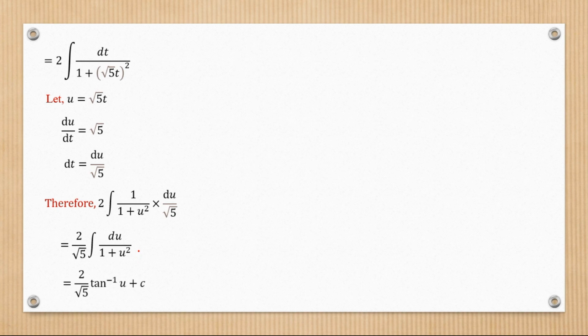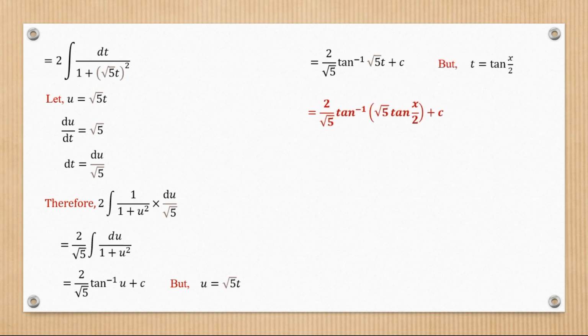So we have 2 over root of 5 tan inverse of u plus c. But remember that u is actually root of 5 times t. So now place that back in and we have 2 over root of 5 tan inverse of root of 5 times t plus c. But remember t is tan x over 2, so therefore our answer is 2 over root of 5 tan inverse into bracket root of 5 times tan x over 2 plus c, and that is the answer.